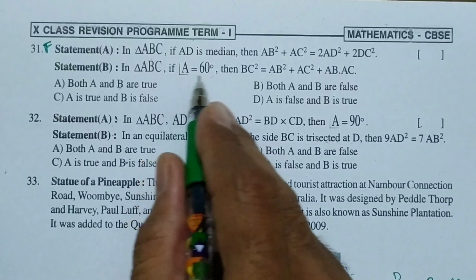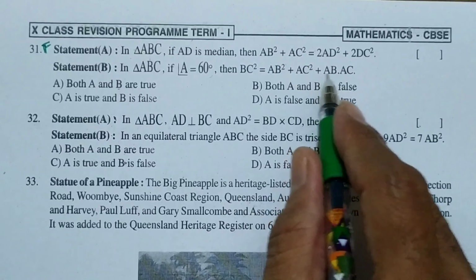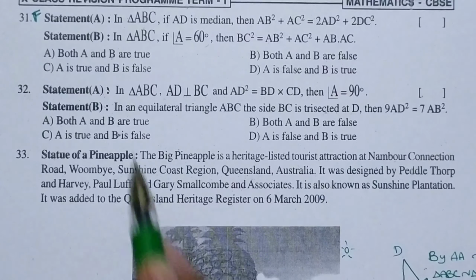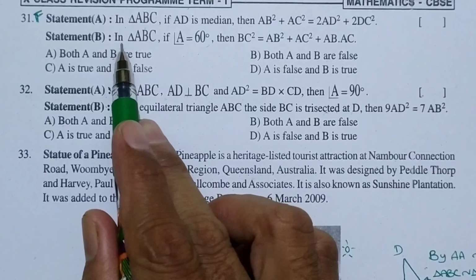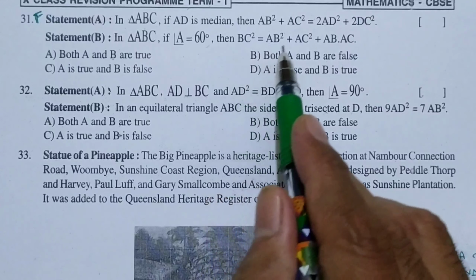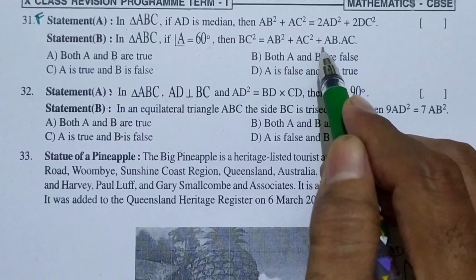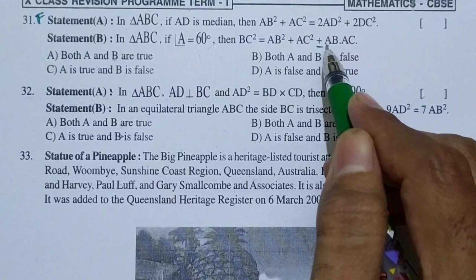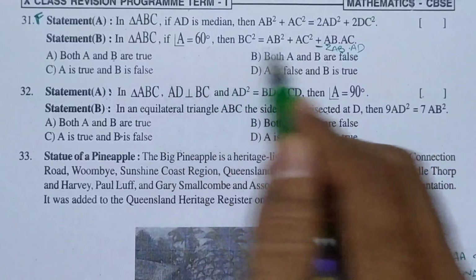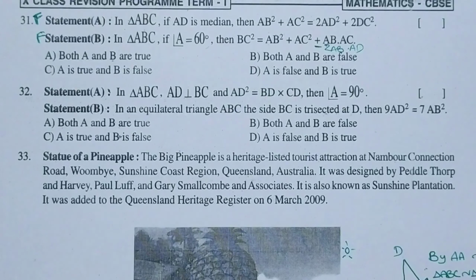In triangle ABC, if angle A equals 60 degrees, then BC square equals AB square plus AC square plus AB into AC. Now we see the correct statement. Actually the correct statement is, in a triangle ABC, if angle A equals 60 degrees, then BC square equals AB square plus AC square. Here it is not plus AB into AC. This is minus 2AB into AD. So the given statement, this one also, is false. Now let us see the proof of the correct statement.